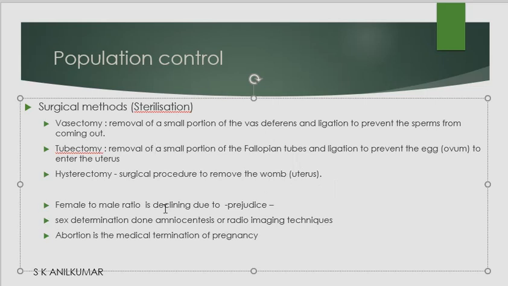Female to male ratio is declining due to prejudice. Prejudice is more in some communities. Some communities like only male, some like only female. Sex determination is done by a process called amniocentesis or radio imaging, and then you will come to know whether the child inside is a male or female. And because of the prejudice, abortion is done.